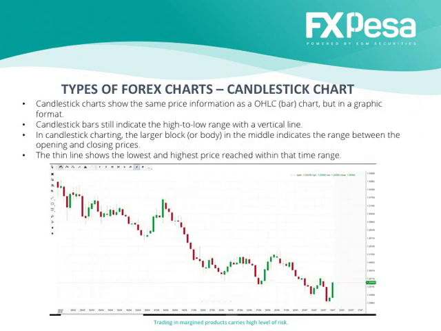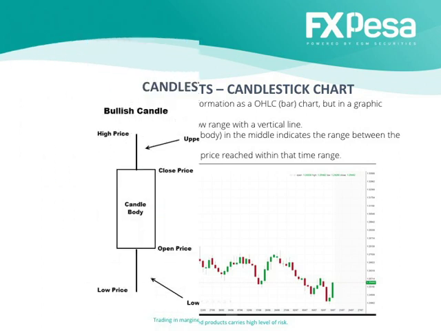3. Candlestick chart. Candlestick charts show the same price information as an OHLC bar chart, but in a graphic format. Candlestick bars still indicate the high to low range with a vertical line, and in a candlestick charting, the larger block or body in the middle indicates the range between opening and closing prices. The thin line shows the lowest and the highest prices reached within that time range.